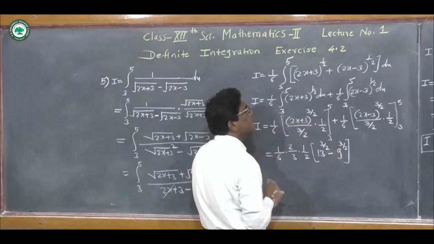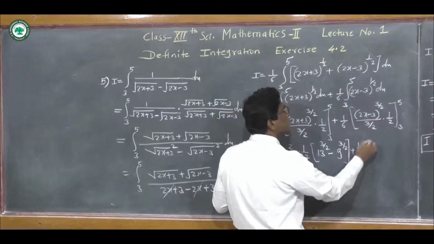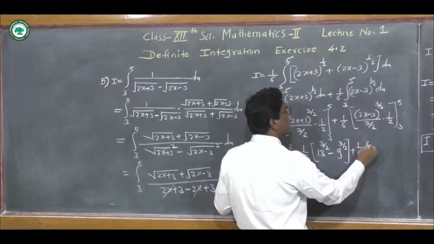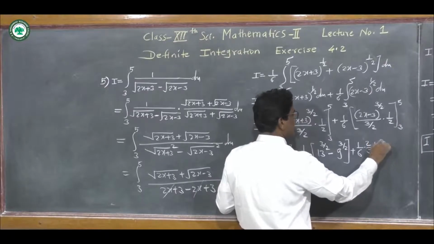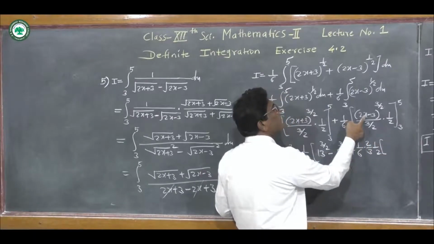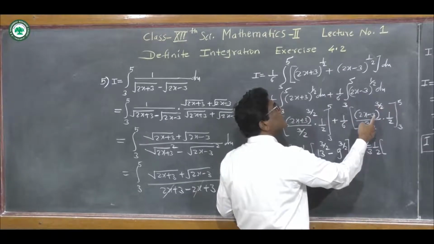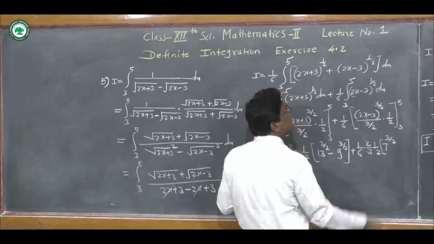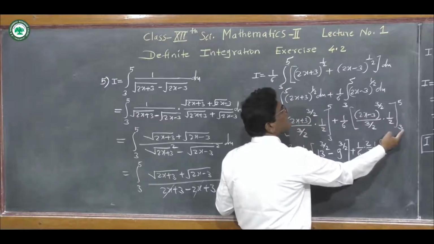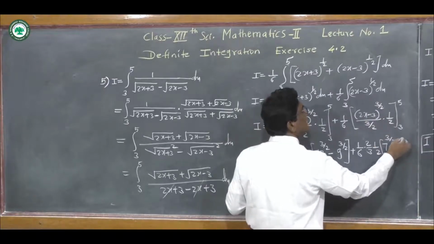Here also take the same procedure, that is 1 upon 6, this 3 by 2 we write 2 upon 3, and this 1 half, and in the square bracket, put the value of x as 5: 2 into 5 is 10, 10 minus 3 is 7, 7 to the power 3 by 2. Then put x as 3, 2 into 3 is 6, 6 minus 3, that is 3, so 3 to the power 3 by 2.